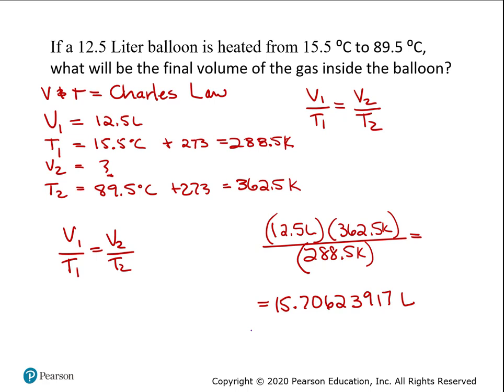Remember, if you've got temperature, you've got to do that second. So then the next one, if V2 is, I need that all by itself, what do I have to move? T2. On the right side of the equation, V2, I've got to get T2 to the other side. So that means I have to multiply both sides by T2 so that that will cancel. And that's going to move T2 into the denominator over on the other side. So V1, 12.5 times T2, which is 362.5 Kelvin, divided by T1, 288.5 Kelvin, and I got 15.70623917 liters. Yes? Okay? If you didn't, just make sure you practice going back over these.